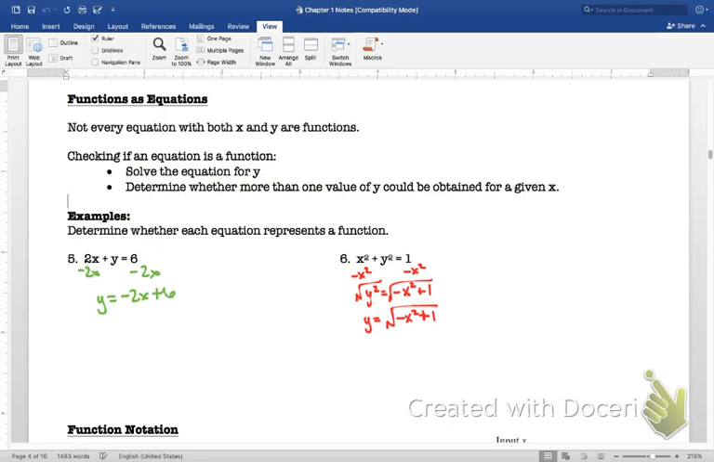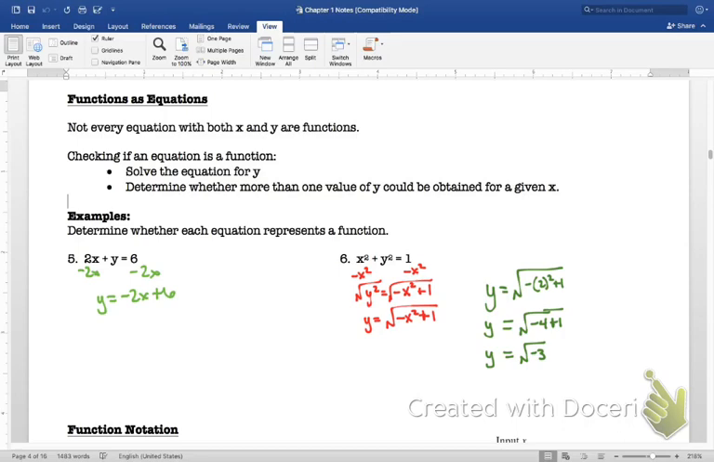Like if I have y equals the square root of negative 2 squared plus 1. Does anybody see an issue with negative 4 plus 1? Or the square root of negative 3? It's negative underneath the radical, right? What's the problem with that? It's going to be imaginary, right?